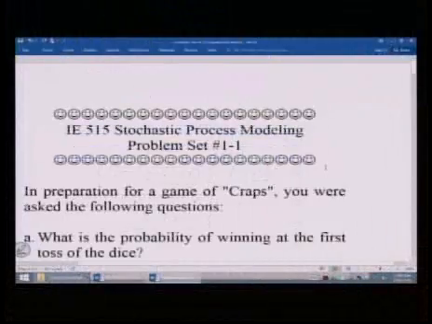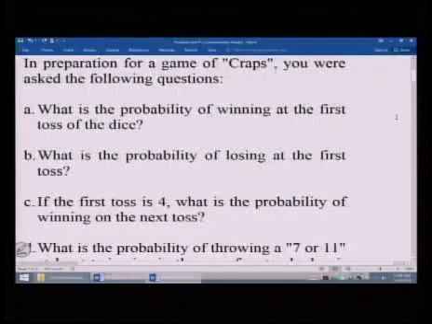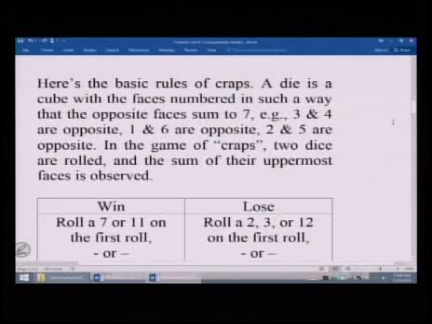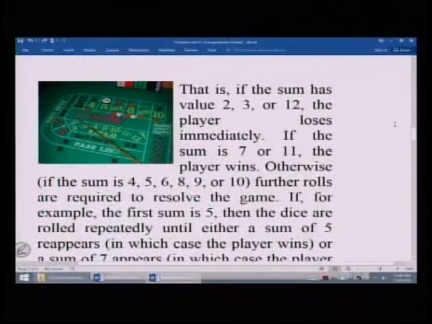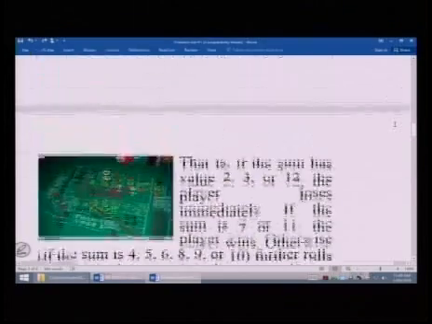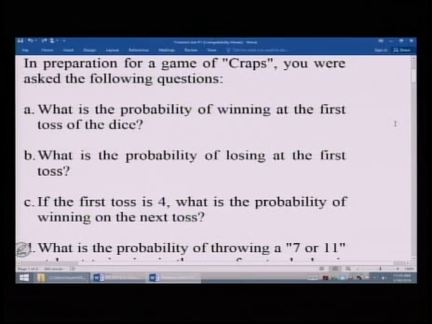So let me load the problem. This is the first problem set, which is about the game of craps. If you are not very familiar with this game, then here's the basic rule. On the second half of the problem description is how to win this game, how to lose this game, maybe. And then here's the basic rule. So why don't you take some time to read through all of this first. And then after that, we will try to answer this series of questions, okay? So let me give you about 3 minutes.